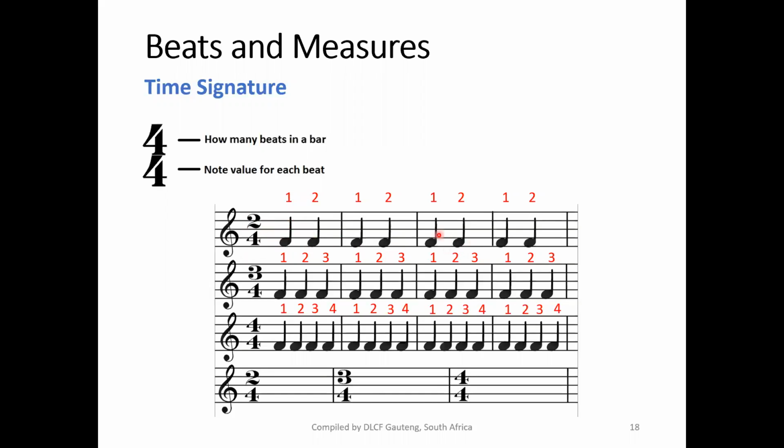If we have a whole note here, we may not be able to have a whole note here because a whole note has 4 beats. But if we have a minim or a half note, we will only have one minim or one half note because the minim takes a value of 2 beats.